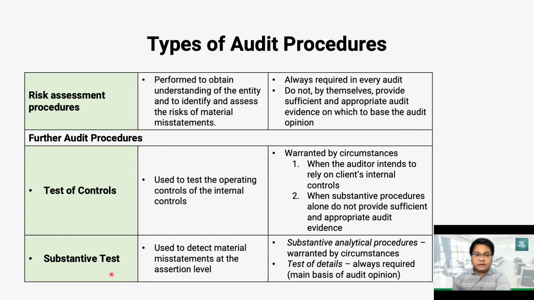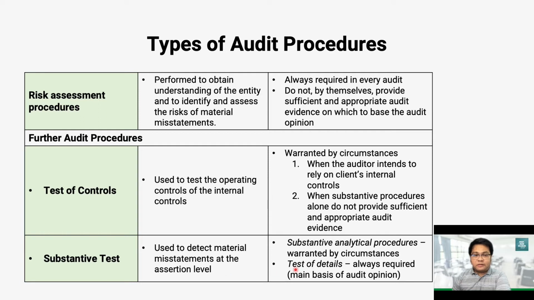And then finally, we have another further audit procedure: the substantive test procedures. Substantive test procedures are procedures that we perform as auditors to detect material misstatements at the assertion level. This is the part wherein we actively search for potential material misstatements in the financial statements of our client, by obtaining various audit evidence like inquiry, inspection, analytical procedures, observation, confirmation, and recalculation, to determine whether the financial statements are free from material misstatements.